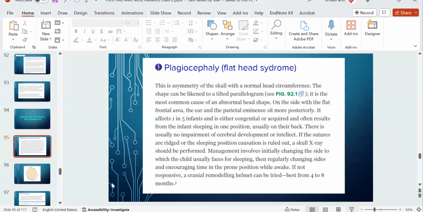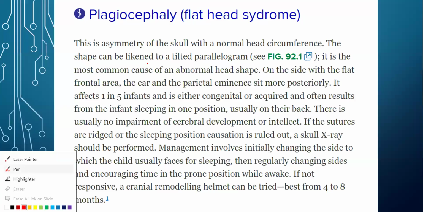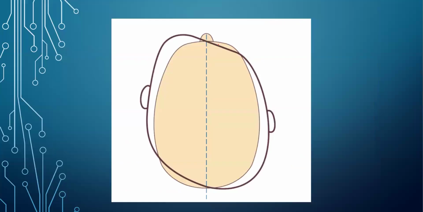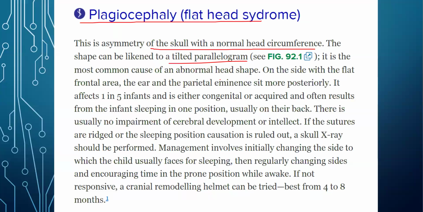So that's about your neonatal skin problems. Few other conditions like surgical problem in children. So we have got plagiocephaly. Plagiocephaly is a condition in which there is asymmetry of the skull with a normal head circumference. So the skull looks like a tilted parallelogram, like this. So you can see that this is the asymmetry of the head shape. And this is one of the commonest abnormal head shape in a child.